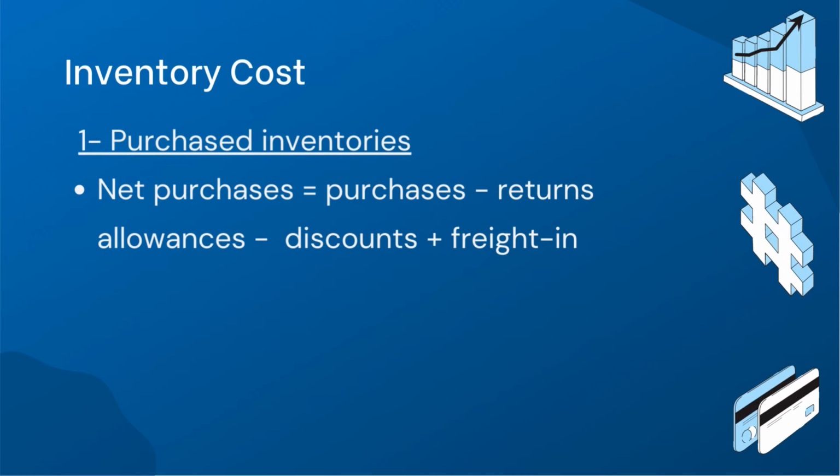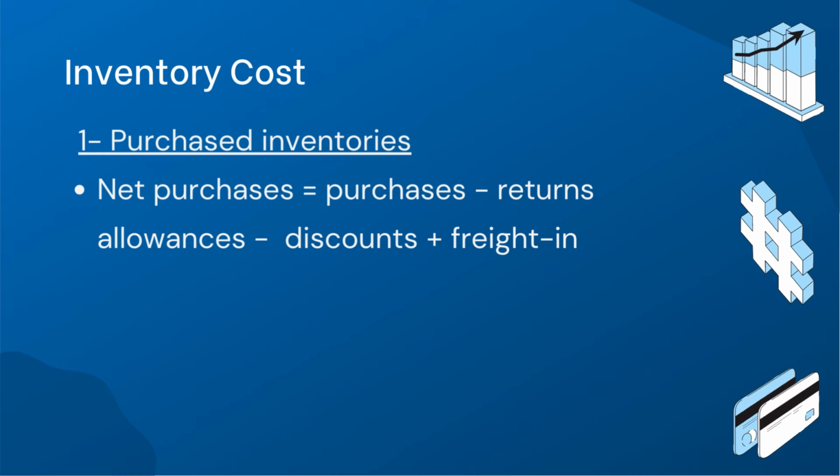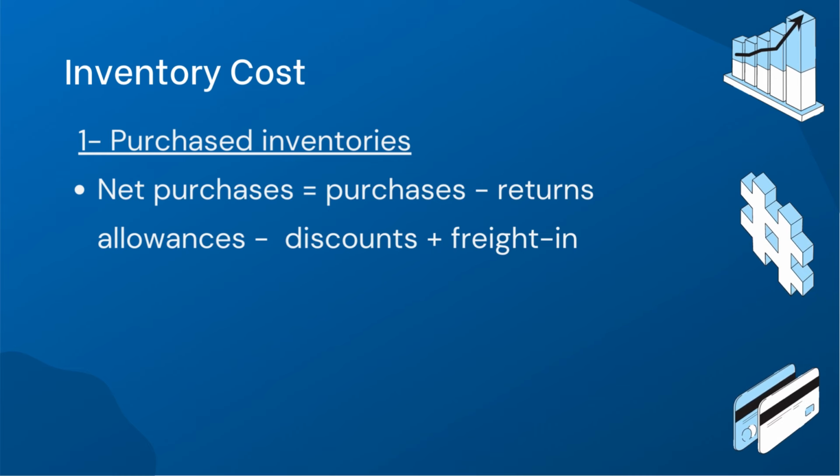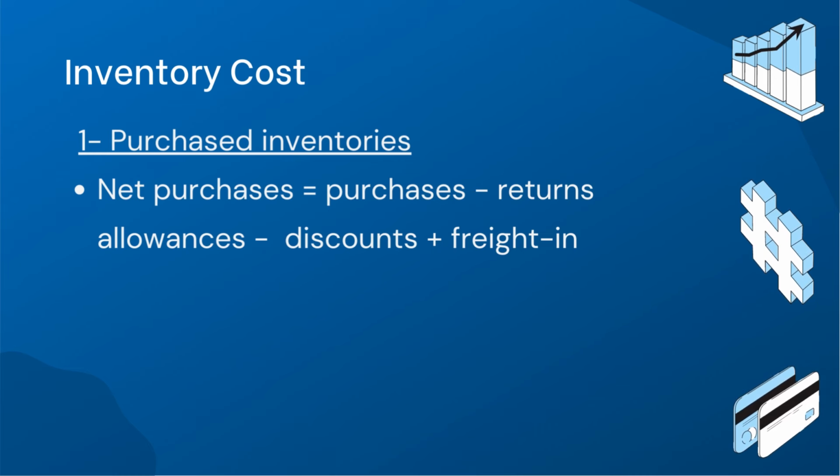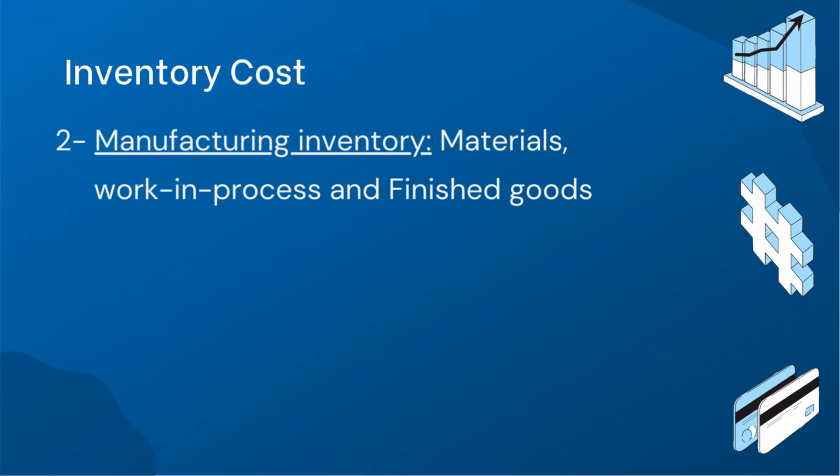For purchased inventories, the cost includes the purchase price, import duties, unrecoverable taxes, handling, insurance, and transportation costs. Net purchases are calculated by deducting returns, allowances, and purchase discounts from purchases and adding freight in. For manufactured inventories, it encompasses direct materials and conversion costs.